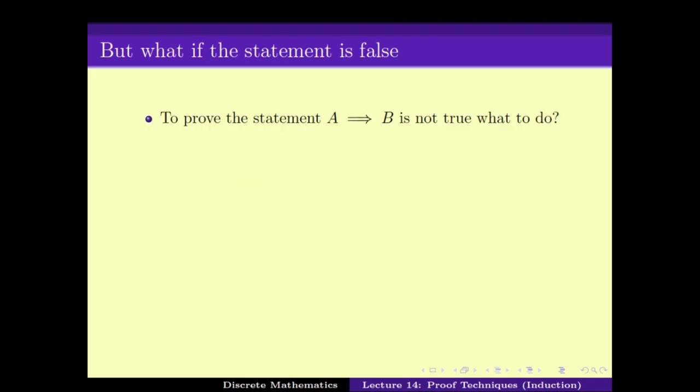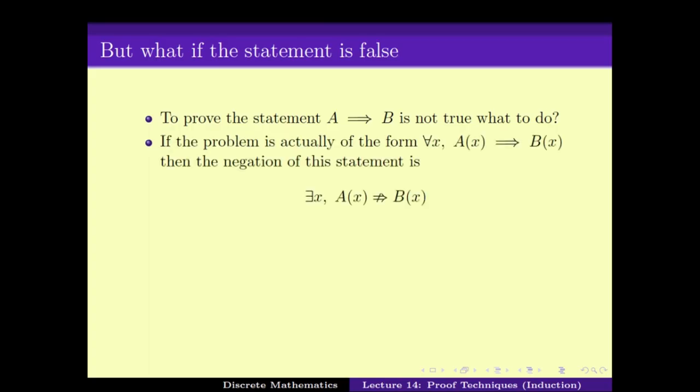The one more thing that we have looked at is what we call a proof by counterexample, namely if we have to check whether the statement A implies B is true or not, and particularly if the problem is of the form for all x, Ax implies Bx, where Ax and Bx are two predicates, then to prove that this is not true, we have to prove that the negation of this one is true. Or in other words, we have to prove that there exists an x where Ax doesn't imply Bx.